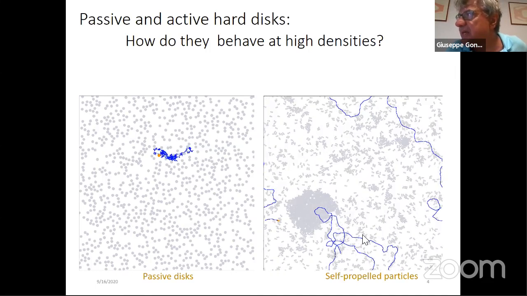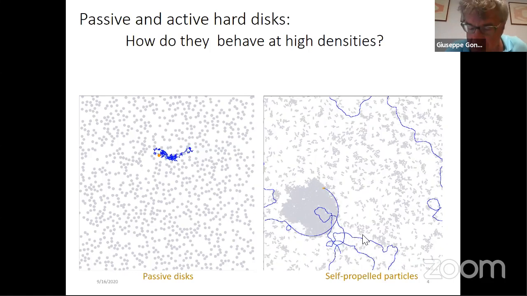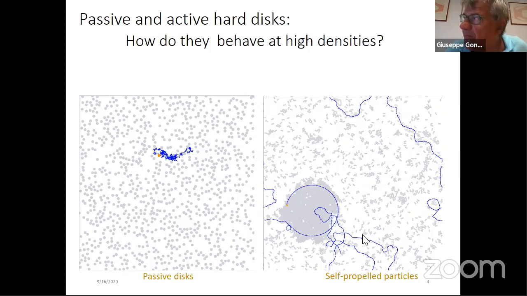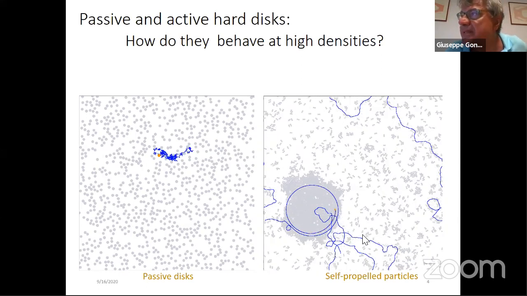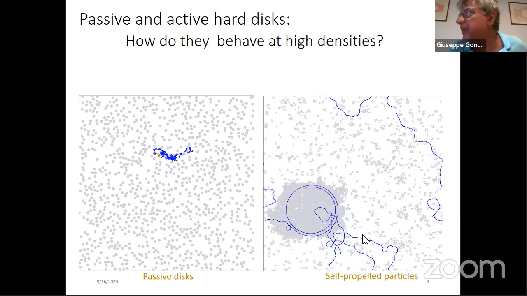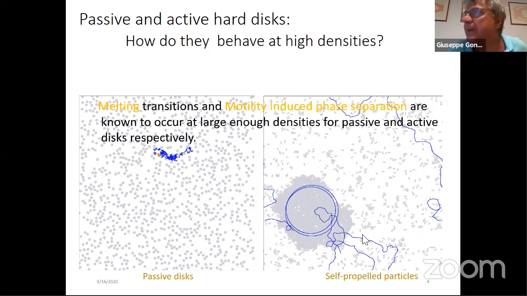And you see that if the density is sufficiently high, aggregates of particles start to form. And this is what is called the mobility-induced phase separation in literature, which is a concept introduced by a group in Edinburgh, Mike Cates and other groups in other places, and much studied around the world.